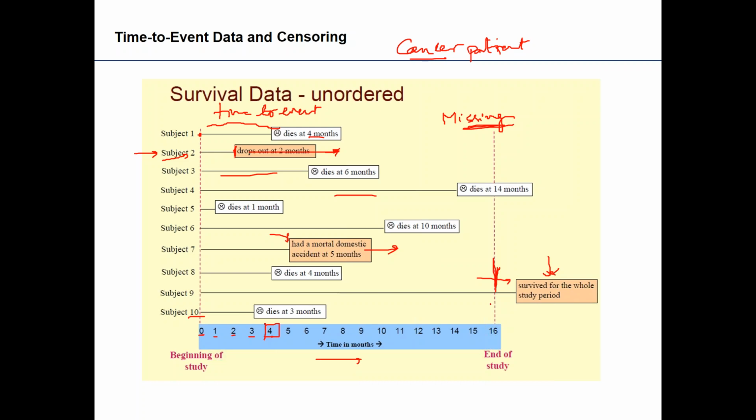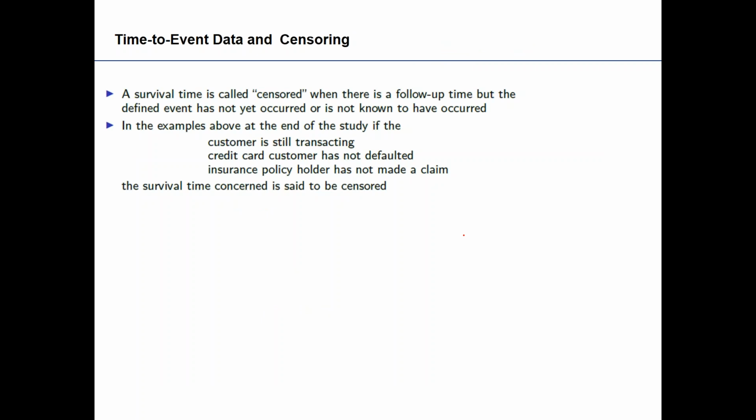Now there are various kinds of censoring. When you look into the censored data, there could be three different kinds. One is called right censored, which is very much used for further analysis. There is something called left censored. There is something called interval censored.